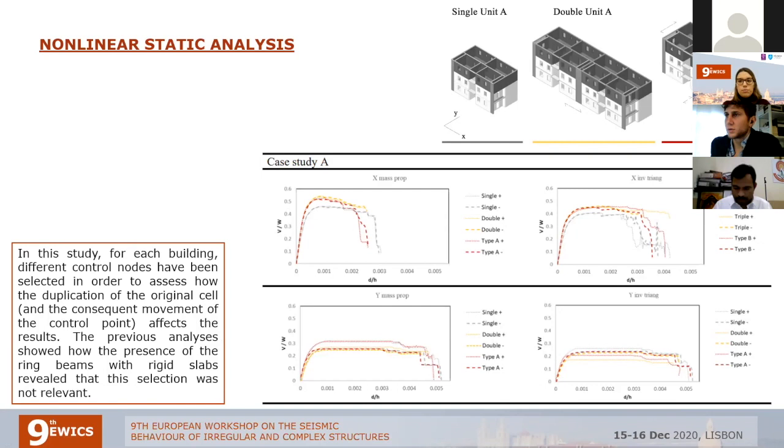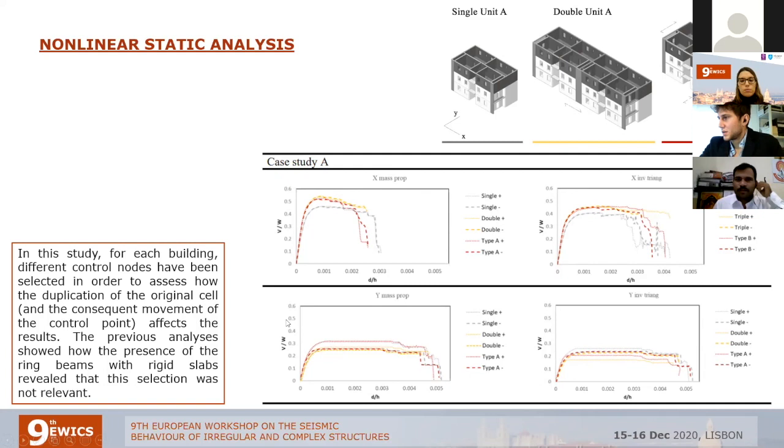For the different models, here you can find the pushover curves plotted with the base shear and the displacement normalized over the weight of the structures and the height of the buildings. Basically, we can see some different performances of the structures. Here you can see that the single unit has both a lower stiffness and a lower base shear capacity. While for the other two cases, the double unit A has a higher capacity, while the final type A presents almost the same, but with a strength decay that happens earlier. This is more or less the same with the inverse triangular pattern.